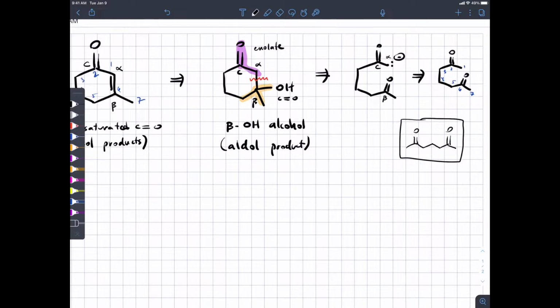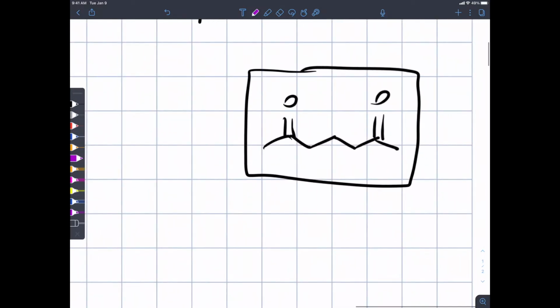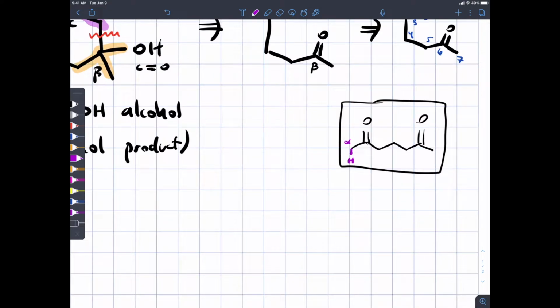Now, that might be troubling to you because if you zoom in on this starting material, there are multiple kinds of alpha protons. So you might have been worried. We get this product from removing this alpha proton. And when that alpha carbon attacks the other carbonyl, that's 6 atoms away, you form a 6-membered ring.